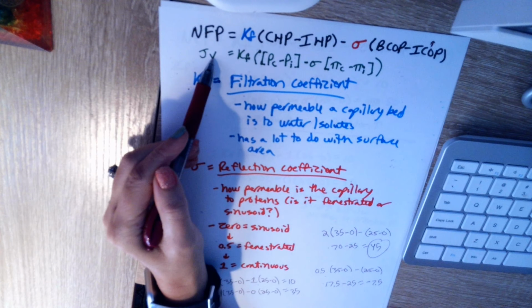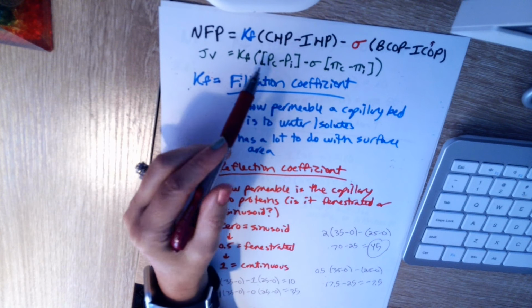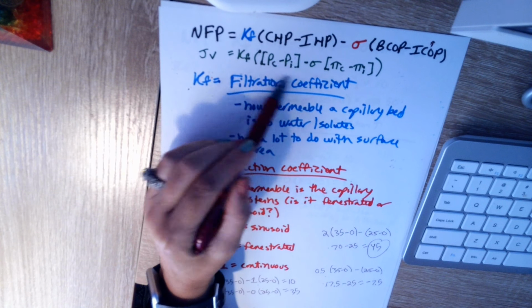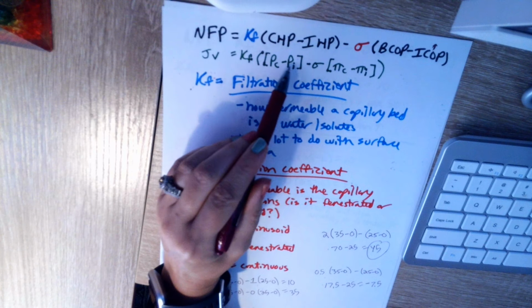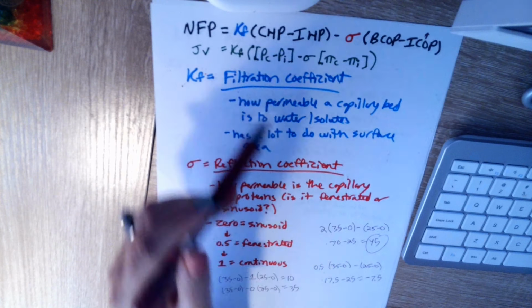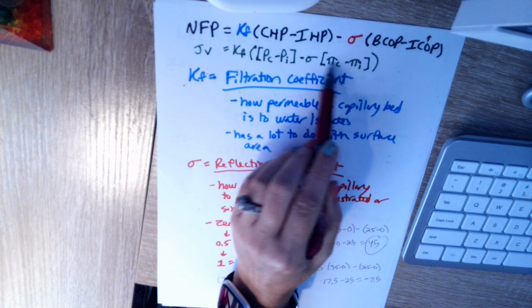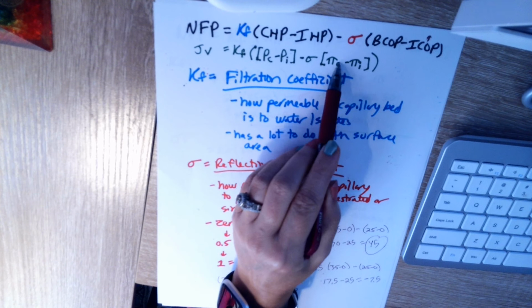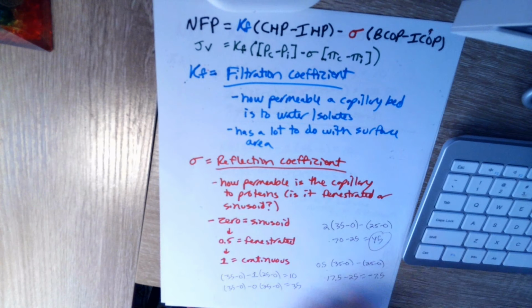So JV is the net filtration pressure. There's that filtration coefficient, and then here's the net hydrostatic pressure. It's pressure in the capillary, so capillary hydrostatic pressure, minus pressure in the interstitial fluid, so interstitial hydrostatic pressure. There's our reflection coefficient, and then here's our colloid osmotic pressures. So in the capillary, blood colloid osmotic pressure, and then in the interstitial fluid, interstitial colloid osmotic pressure.